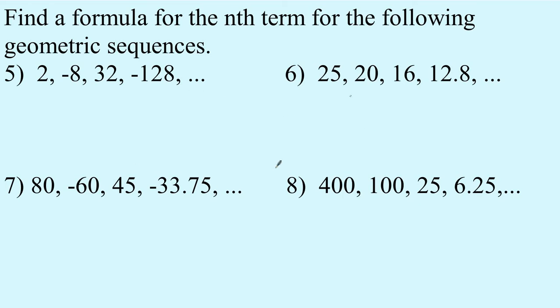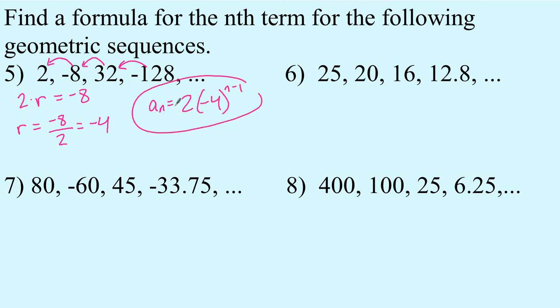All right, so let's actually find the formulas for these four. For the first one, if we want to know what r is, you take one term and kind of go in reverse. Think about it: if we do 2 times the ratio, we should get -8. So to get the ratio, we just do -8 divided by 2. So take any term and divide by the term in front of it, and that'll get you the ratio. So our ratio here is -4. So our nth term is 2 times -4 to the n minus 1.